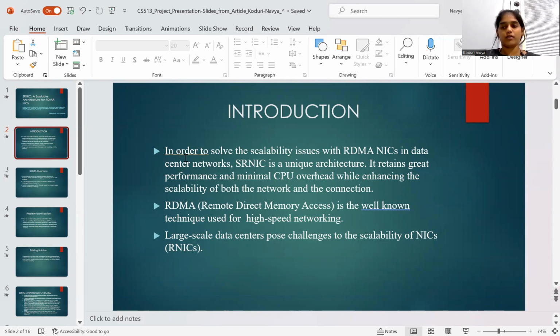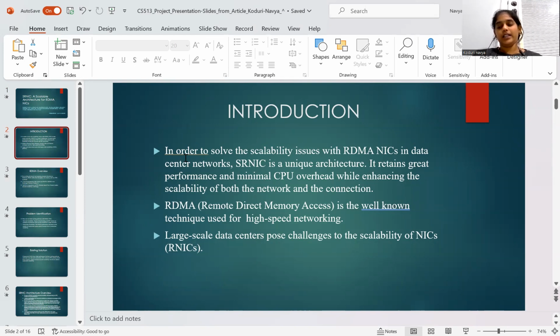In order to solve the scalability issues with RDMA NICs in data center networks, SRNIC is a unique architecture. This architecture will help us resolve the scalability issues which others faced in the existing systems, that is RDMA NICs. And it also retains great performance and minimal CPU overhead while enhancing the scalability of both the network and the connection. The full form of RDMA is remote direct memory access.